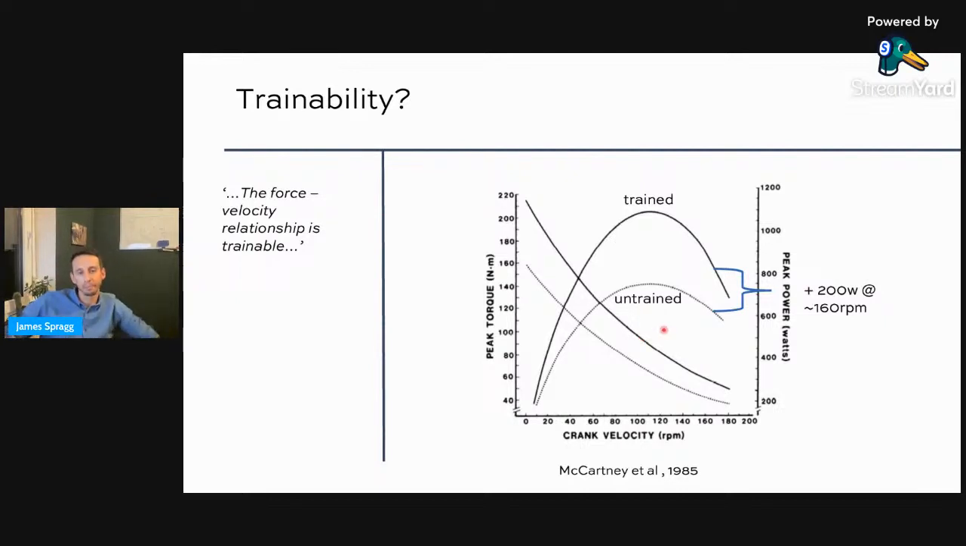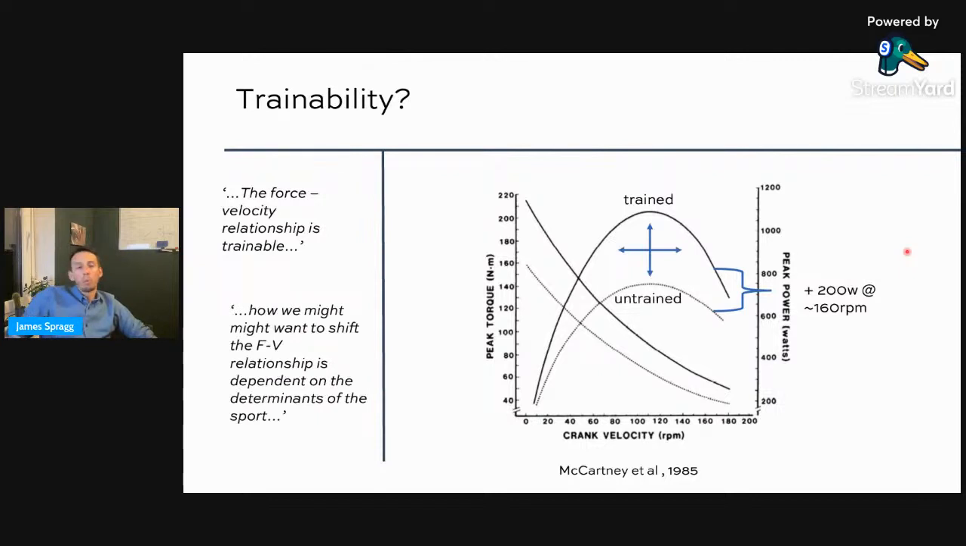And this brings me to something that was drilled into me during my masters when I was doing a little bit of strength and conditioning work. If you're trying to make an athlete more powerful, the first thing you do is make them stronger. And we can see why that is from that graph. If someone can produce more force at the same velocity, obviously they're producing more power. And here, at around 160 RPM, we saw a 200 watt jump.